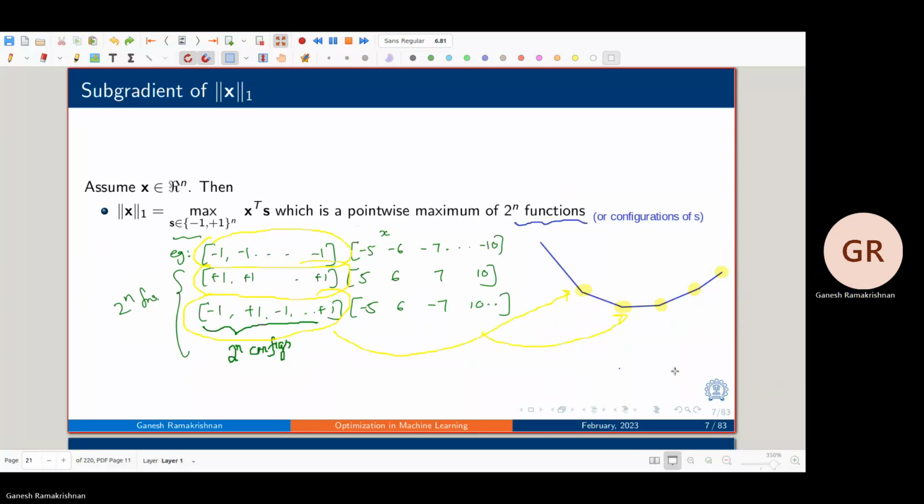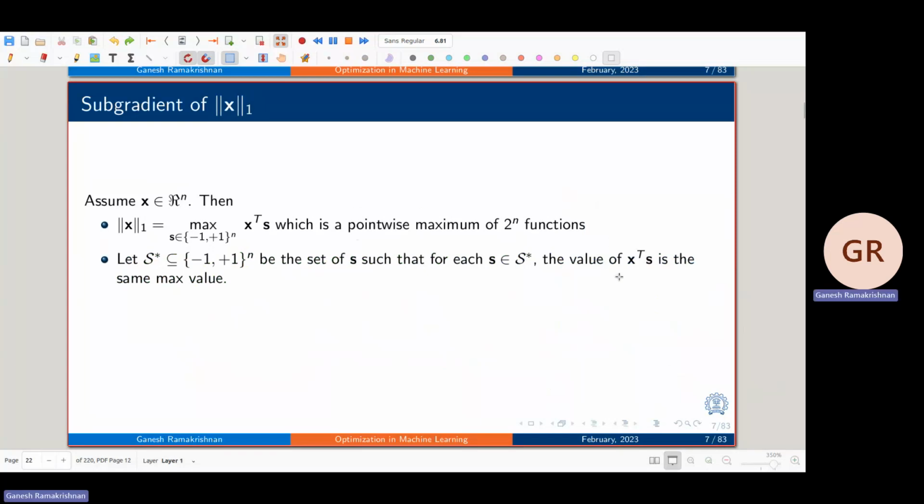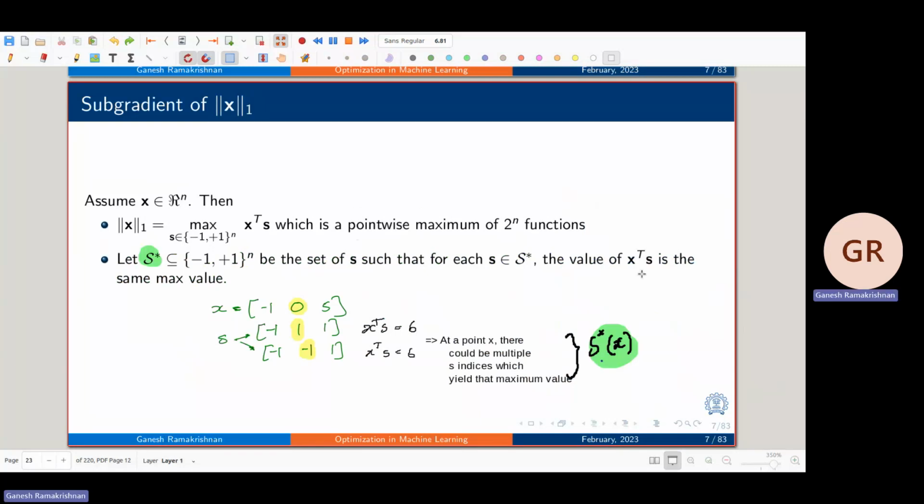Okay, so there's a convex hull of the union of all the S star, those yellow points, such that the value of S transpose X is the same max value. And I give this example. If you have X equals 0, especially if there's a 0 point, that's when you have multiple such S. All of them will coincide. So in this case, S transpose X is 6 for at least two such vectors. So that is S star X. Okay. So S star X.